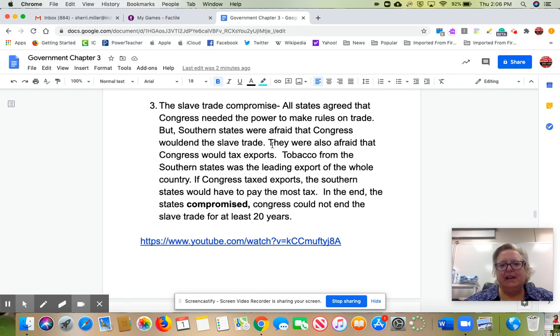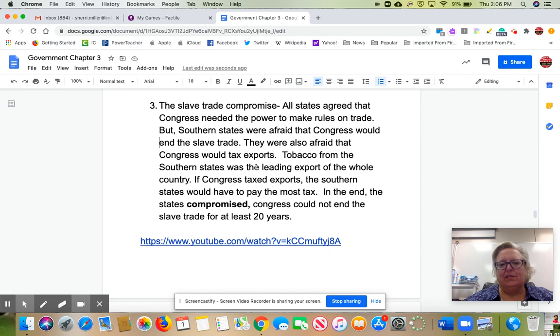The last was the slave trade compromise. All states agreed that Congress needed the power to make rules on trade, but Southern states were afraid that Congress would end the slave trade. Even back then we knew it was not good. It was inhumane. So they were afraid that it was going to end.